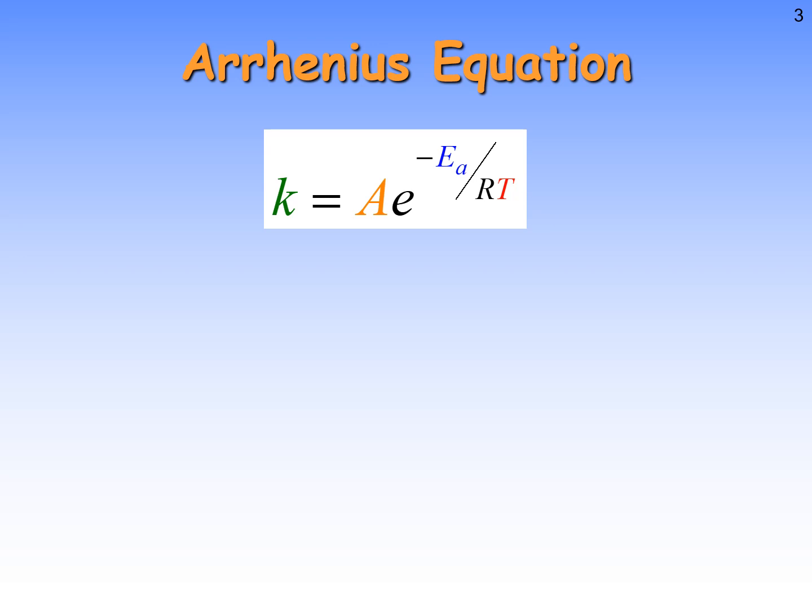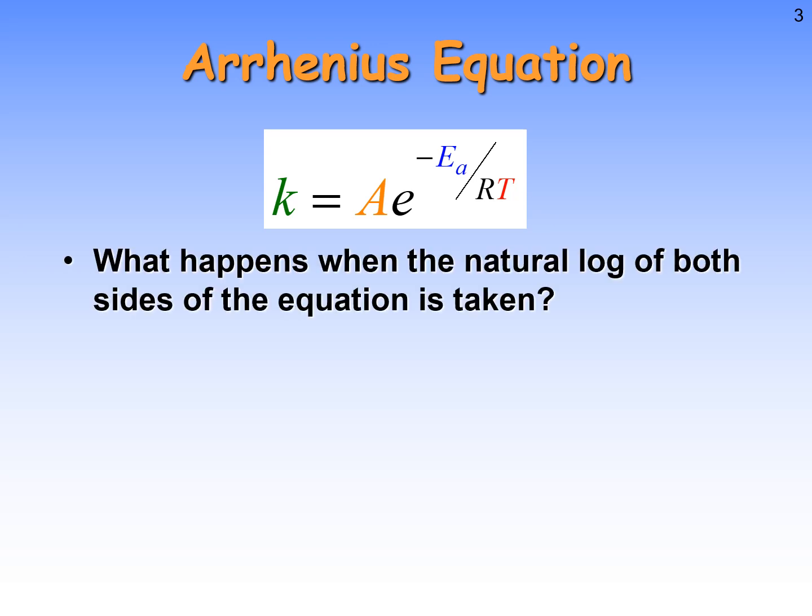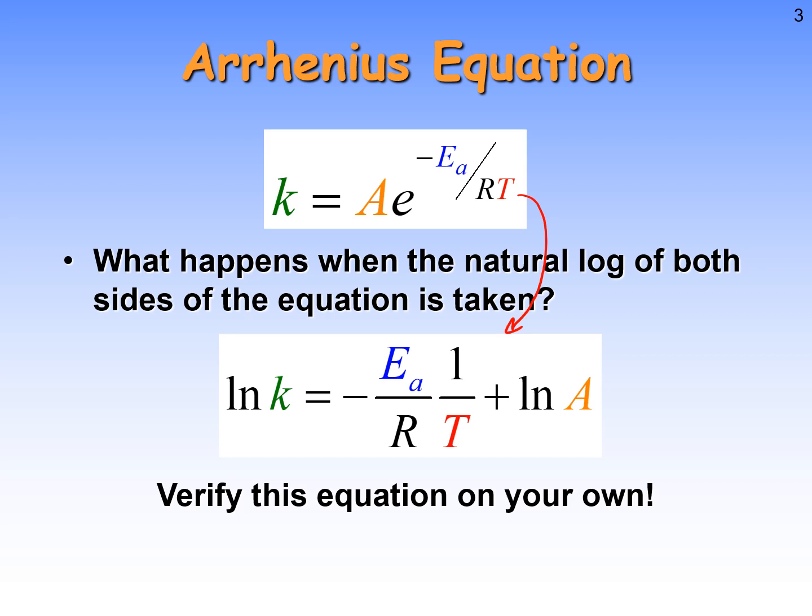So what if we take the natural log of this equation, right? If we do that, we get a new equation. It looks like this, right? Natural log of our rate constant is equal to negative Ea over RT plus ln of A. Now, you should be able to verify that on your own.